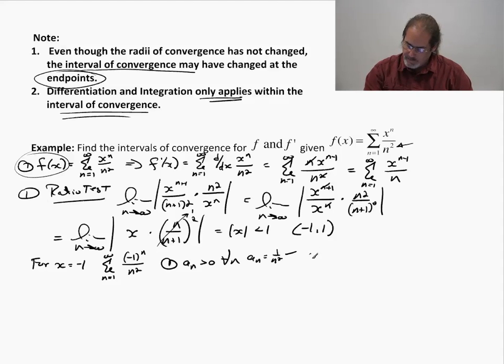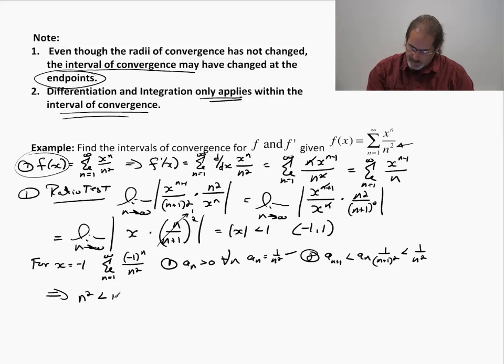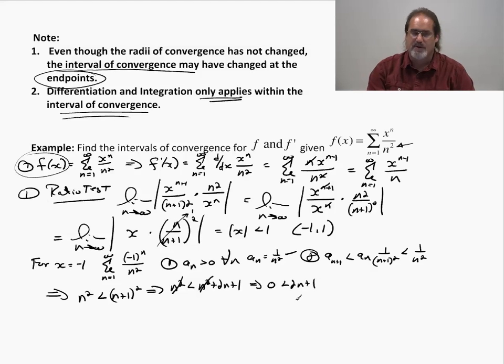I need a_n plus 1 to be less than a_n. We'll see a_n plus 1 would be 1 over n plus 1 squared. It needs to be less than 1 over n squared. Well, that would then imply that n squared is less than n plus 1 squared, which clearly it is. But if we take this out one more step, we have n squared less than n squared plus 2n plus 1. Cancels out. Implies 0 is less than 2n plus 1. Remember, the domain for n is 1, 2, 3, 4, and so forth. So this is never negative.